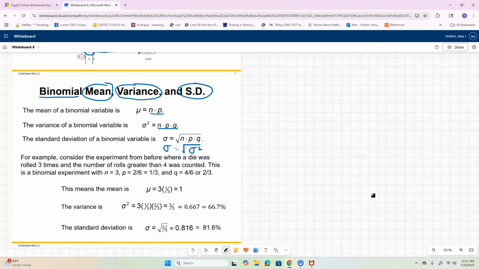So please know, again, there will absolutely be one of these on here. And these are not difficult formulas, and they're on your formula sheet. Okay, so let's look at this situation.